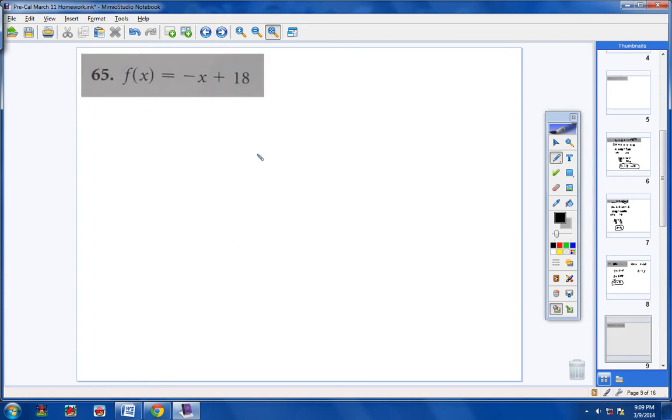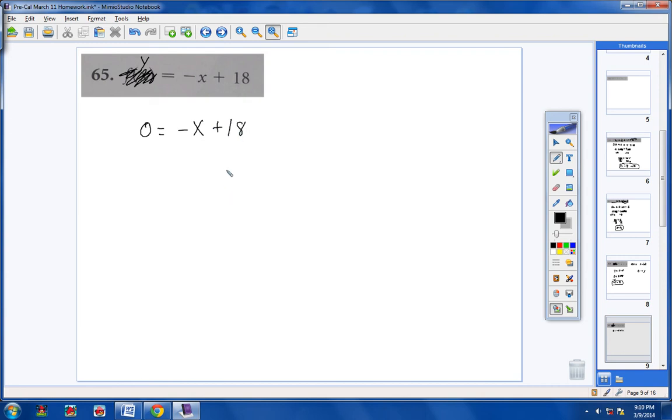Let's do one more just like this. For number 65, we're being asked to find the zeros of this function, or the x-intercept. So instead of looking at this as f of x, I'm going to look at it like it's y, and then where the y is, I'm going to substitute 0.